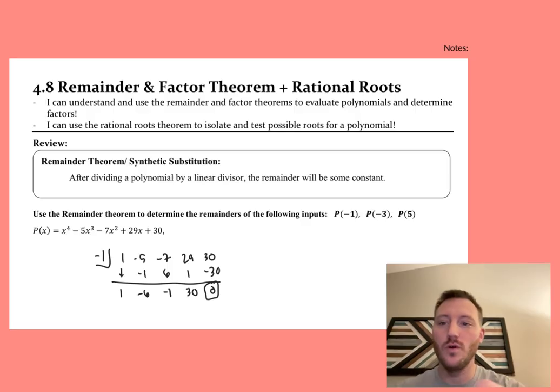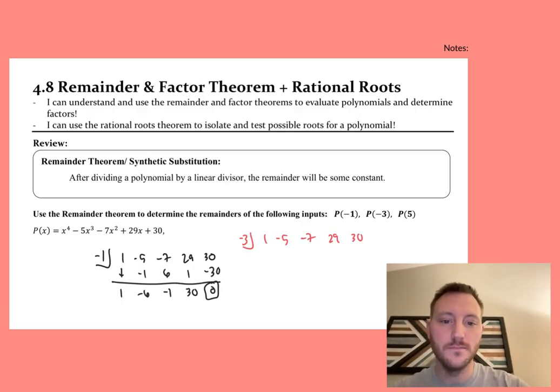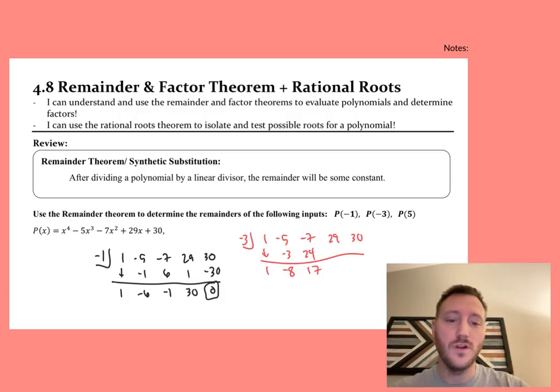So that's P of -1. We're plugging in another term here. We're going to plug in -3 and do the same thing, 1, -5, -7, 29, 30. Drag down the 1, that's -3, that's -8, +24, +17, that's -51. Then add that down, that is a -22. It's +66, which makes that 96 as we get as a remainder.